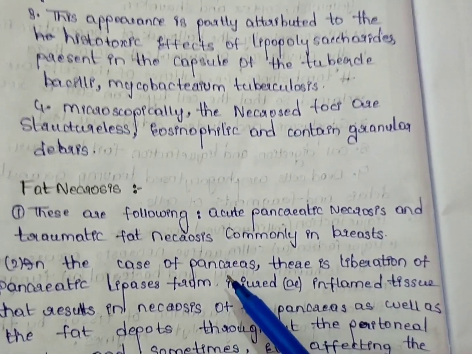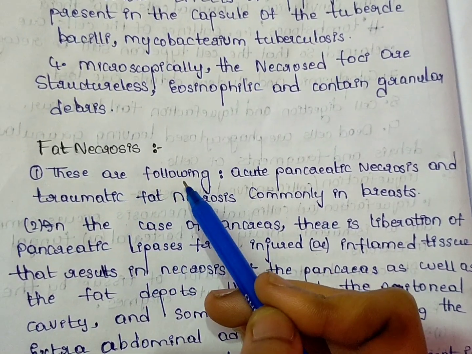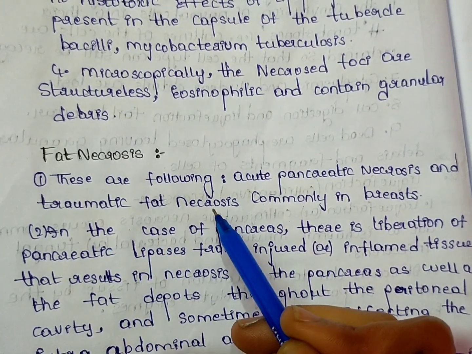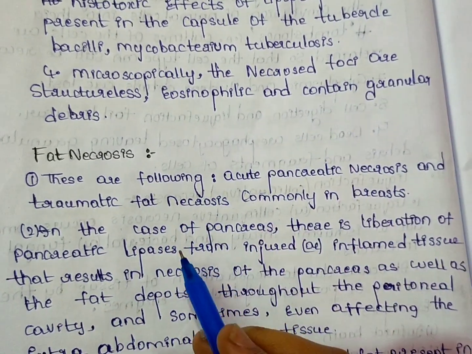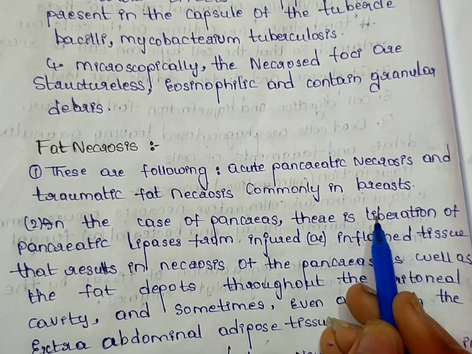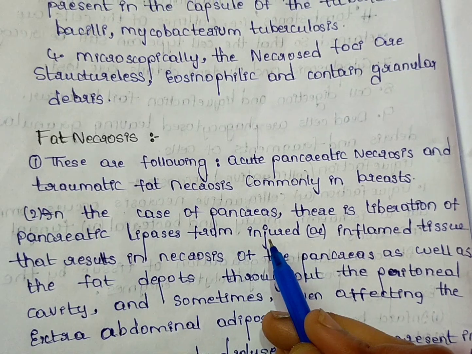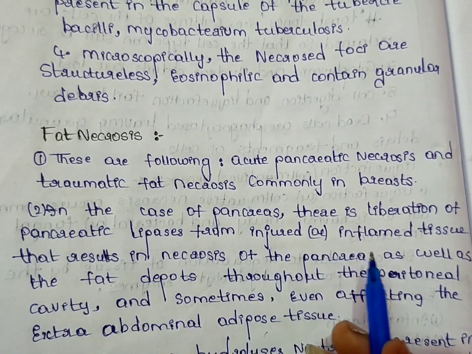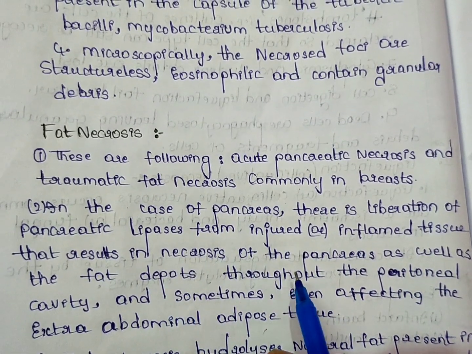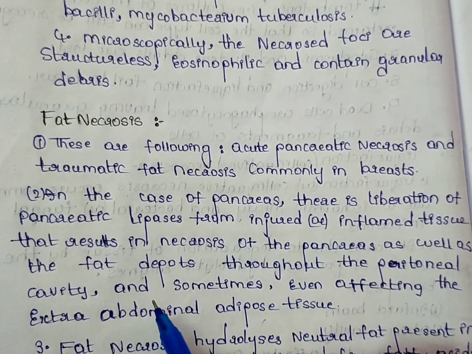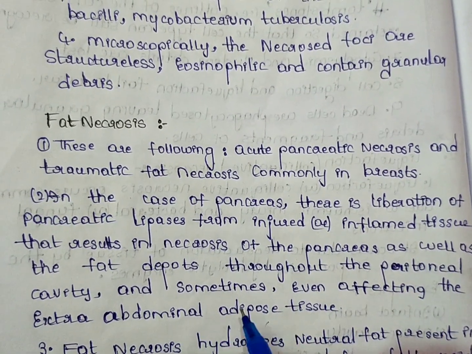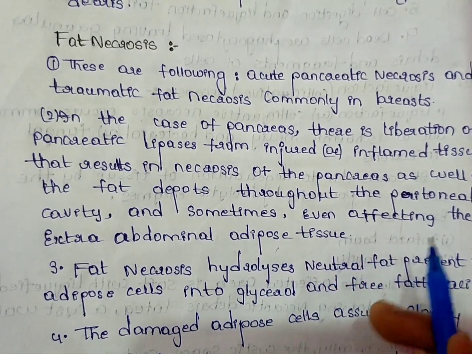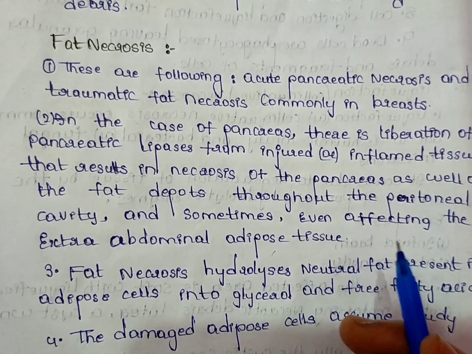Fat necrosis. The examples are acute pancreatic necrosis and traumatic fat necrosis, common in the breast. In the case of pancreas, there is liberation of pancreatic lipases from injured or inflamed tissues that results in the necrosis of the pancreas as well as the fat depots throughout the peritoneal cavity and sometimes even affecting the extra-abdominal adipose tissue. Fat necrosis hydrolyzes the neutral fat present in the adipose cells into glycerol and free fatty acids.